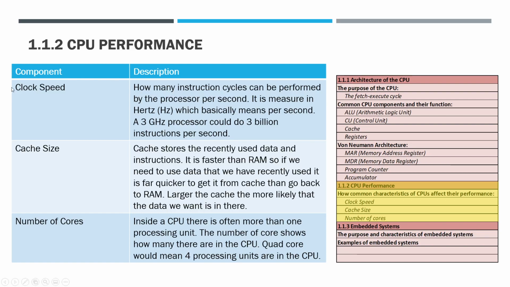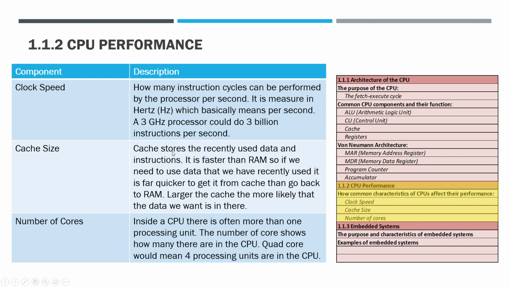Just understand that in a CPU, though, you may have more than one processor. So you've got cores. That doesn't mean that the CPU can do 3 billion. It means that one of the cores can do 3 billion. So if you had 2 cores, you could, in theory, do 6 billion.